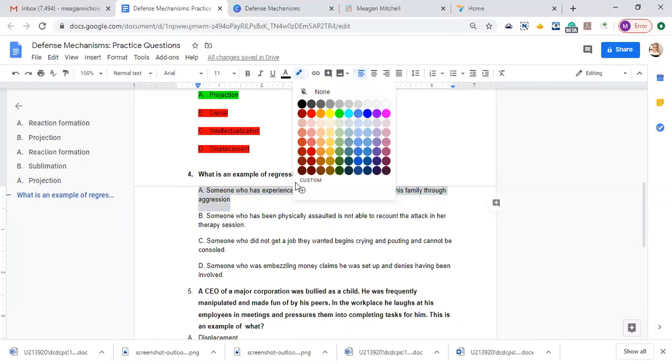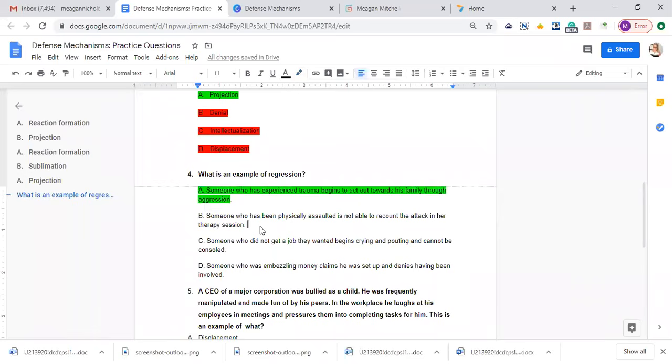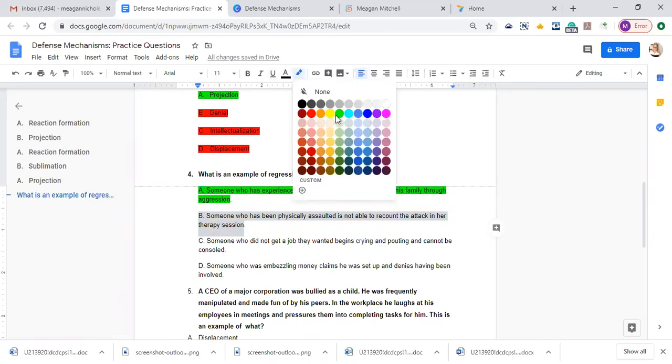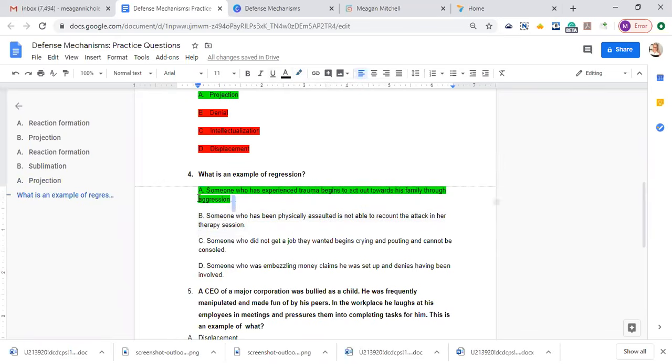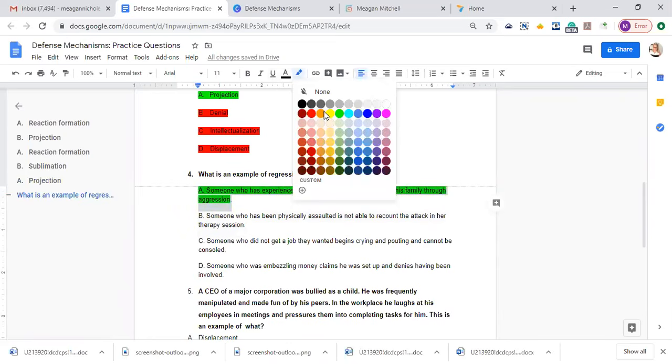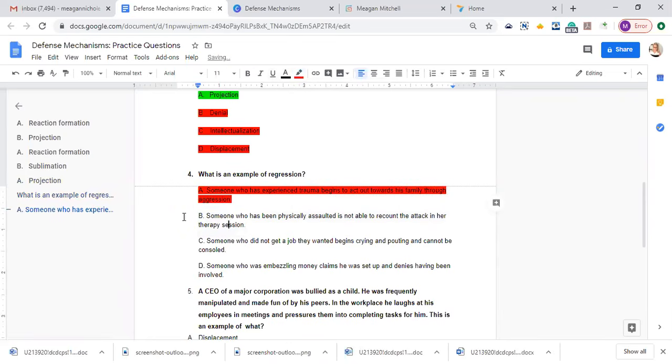an example of regression. Someone who has been physically assaulted is not able to recount the attack in her therapy session. That is not regression. That would be repression. Oh, let's make this red. That's not the correct answer. B is not the correct answer.